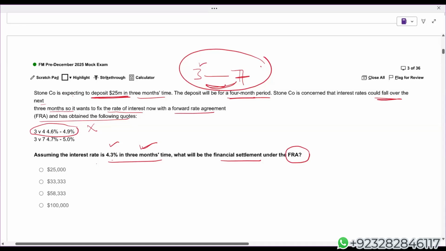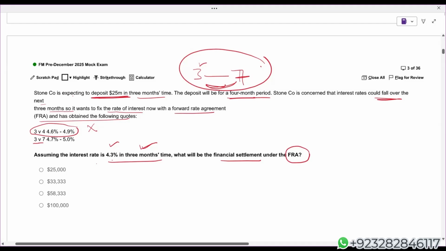3 versus 4 means I'll be depositing after 3 months only for a month. The interpretation of 3 versus 4 is that company will deposit after 3 months only for 1 month. But the question says Stone company will deposit after 3 months for how many months? 4 months. So the relevant FRA is 3 versus 7. We are dealing with the deposit scenario.